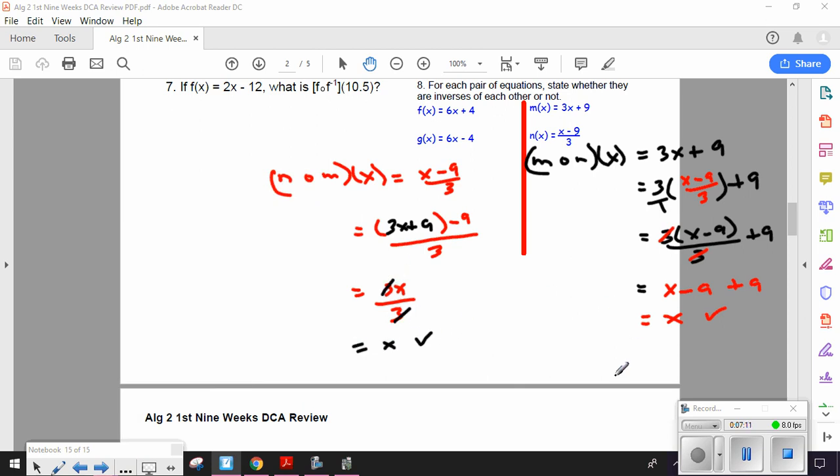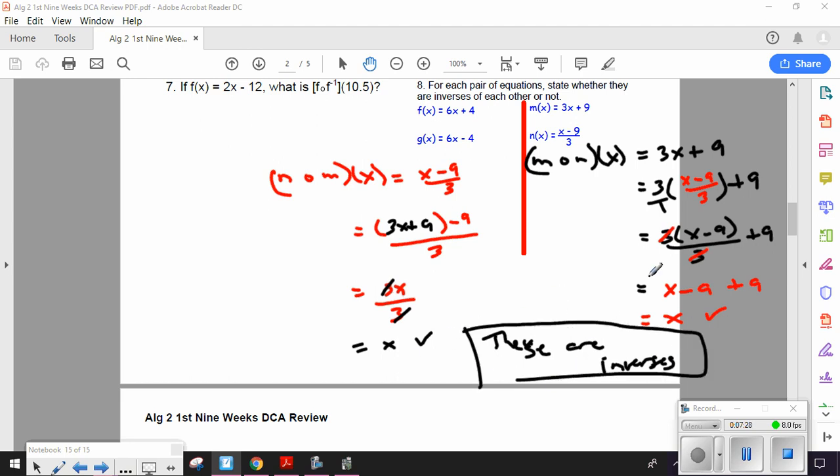So it checks out. Since both of them equal x, both ways, M of N and N of M, these are inverses. But you have to check both first to be sure.